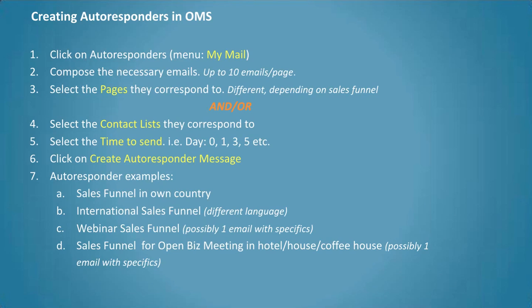How to create an autoresponder? We go to My Mail menu and click on Autoresponders. Then we start writing the emails that we want to use, and we can write up to 10 emails per landing page.